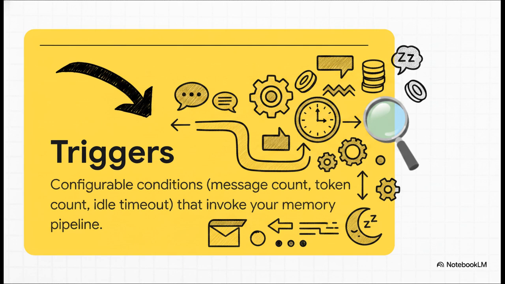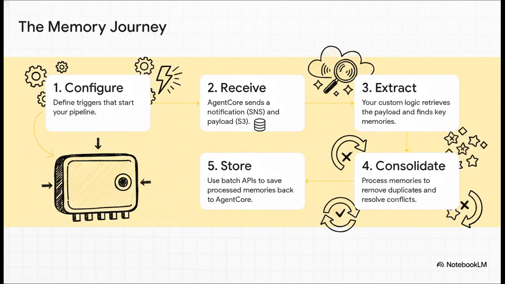You're in charge. Now, what's so cool about this slide is how it just maps out the entire journey. First, you set up your triggers. Then, once a trigger fires, AgentCore sends out a notification and drops a data payload into your AWS resources. That's when your custom logic wakes up, it grabs that data, extracts the important memories, cleans everything up to get rid of duplicates, and finally, stores those polished memories right back into AgentCore. It's a beautiful, clean loop.